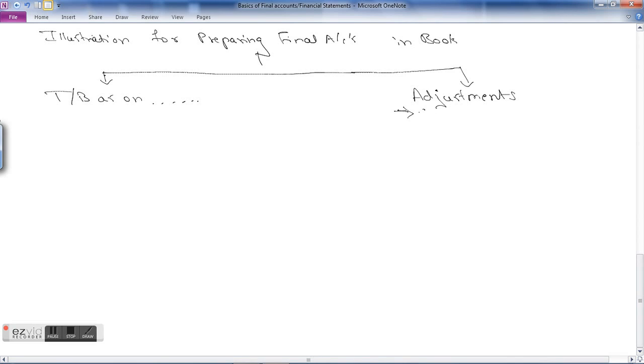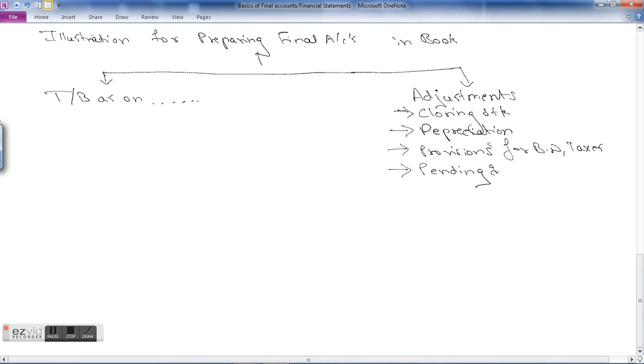So the adjustments will include details of closing stock, then sometimes depreciation, then some provision for bad debts or taxes, then some pending entries like interest and bank charges, then your entries on prepaid or outstanding expenses.